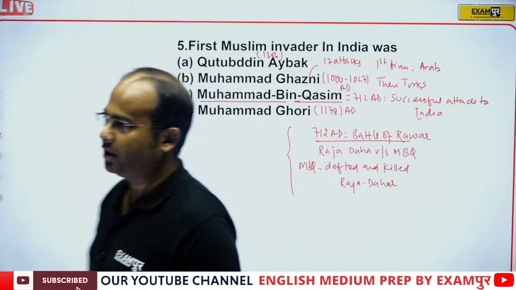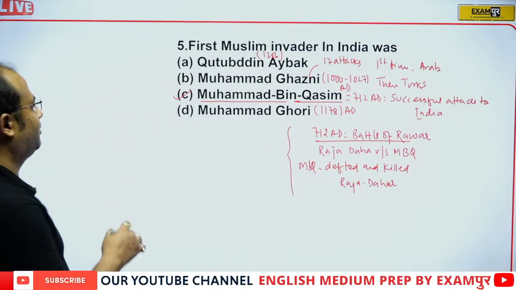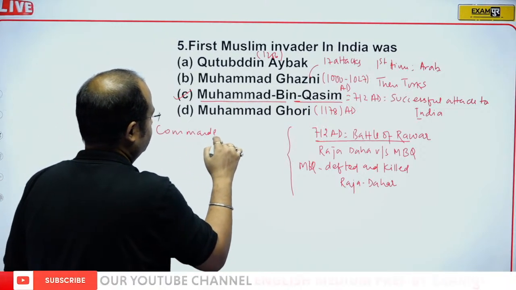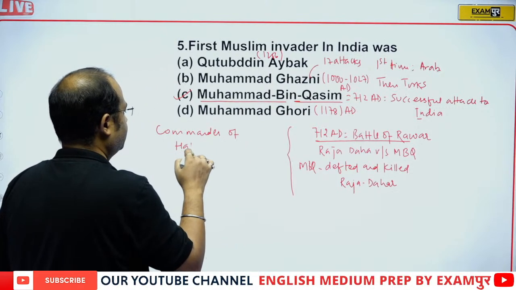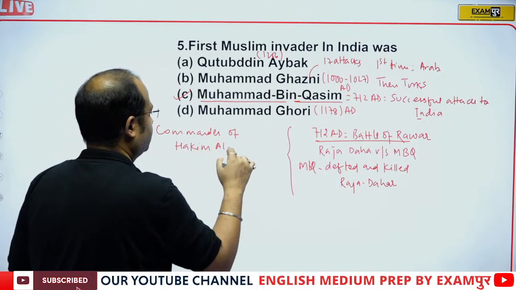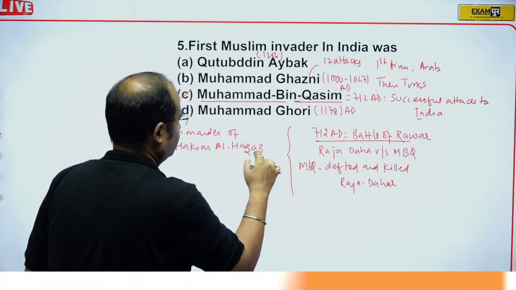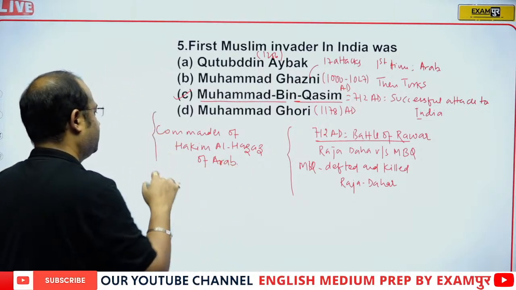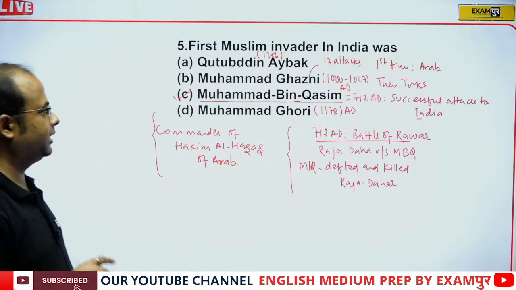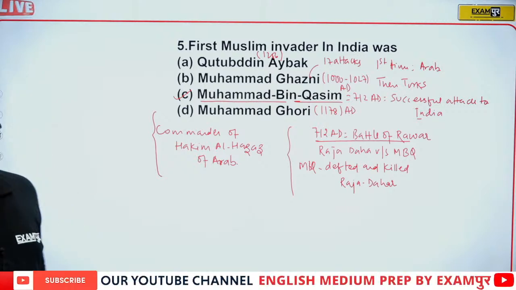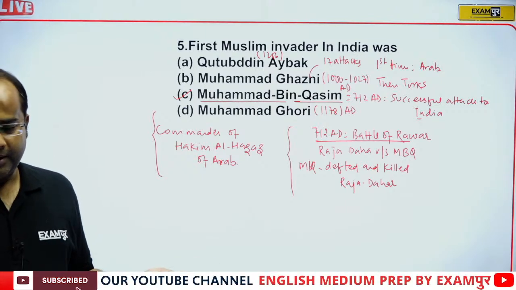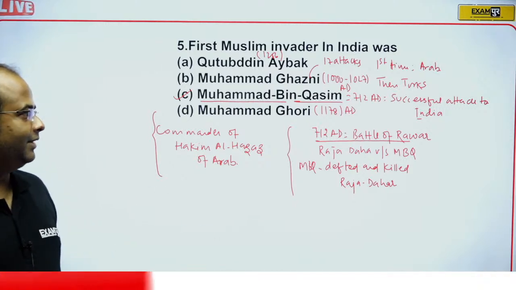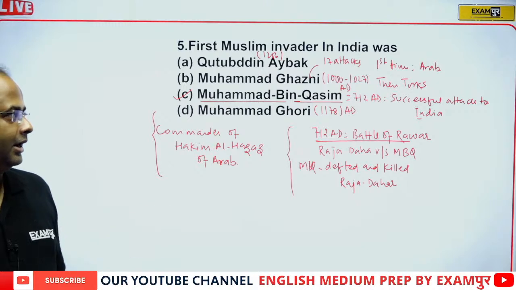And he was commander of Hakim al-Hajjaz, commander of Hakim al-Hajjaz of Arab. Therefore, the correct answer will be, guys, option C. And Mahmud of Ghazni invaded 17 times in India. In the period of 27 years, he attacked 17 times in India.